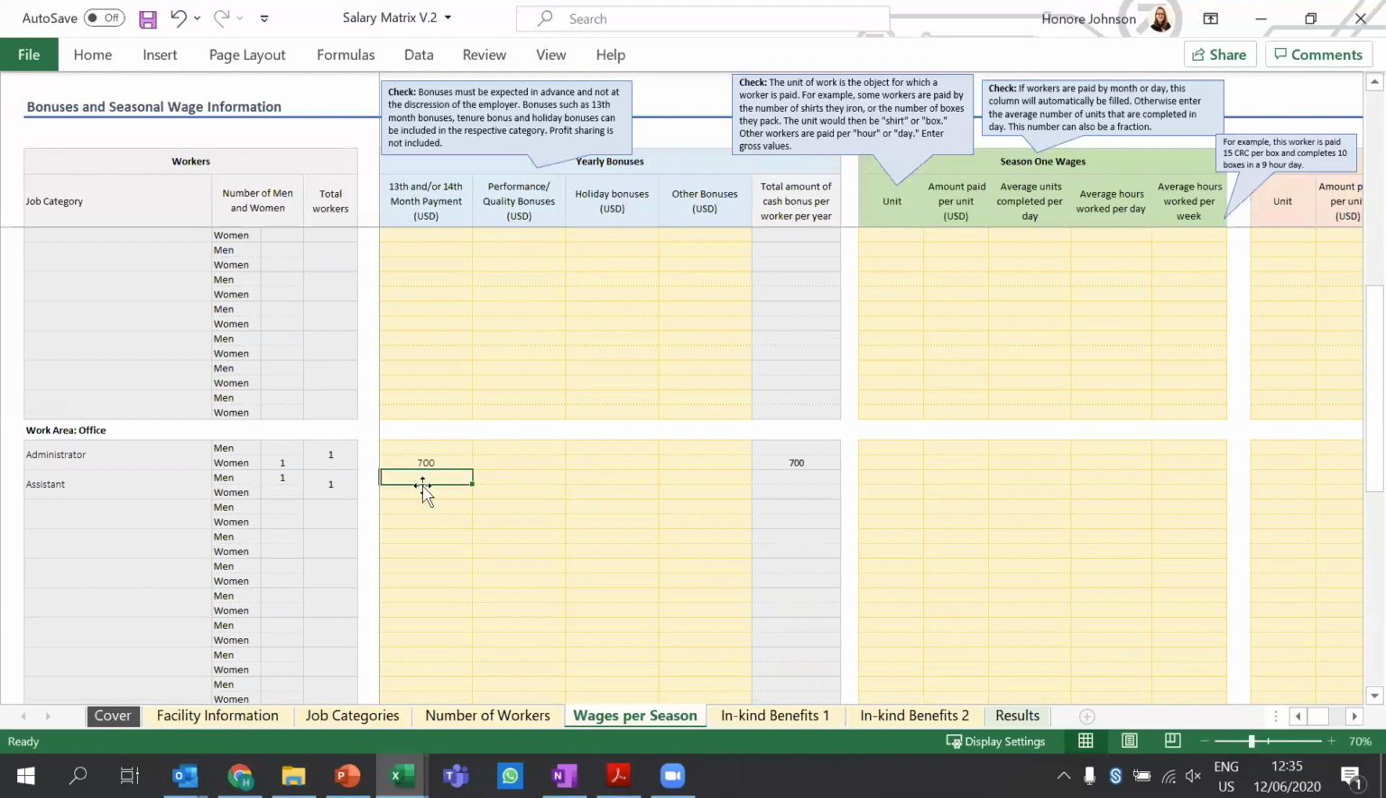Assistant doesn't receive a bonus. In this case, it's important to follow the correct row. So you may see here that 700 as the 13th or 14th month bonus is aligned with women and the number 1 here.